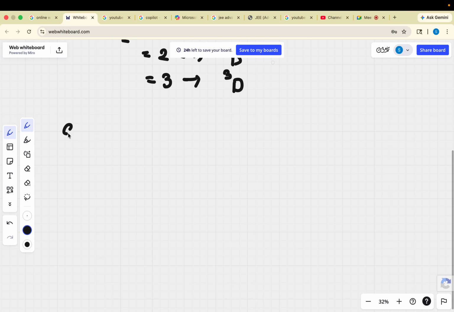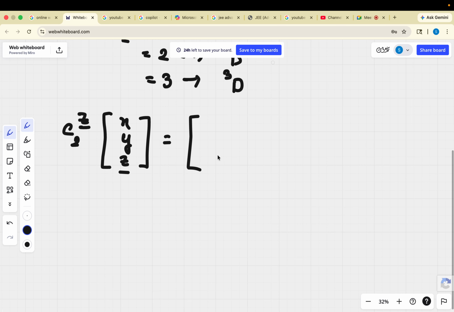Now similarly, suppose you have C2Z operator and I am operating this C2Z operator on XYZ Cartesian coordinates. So if you operate this C2Z operator on XYZ Cartesian coordinates, what will happen? The Z will remain fixed, Z will not change, but the other two will change. This X and Y, they are changing. So what I am getting? Minus X, minus Y and Z.